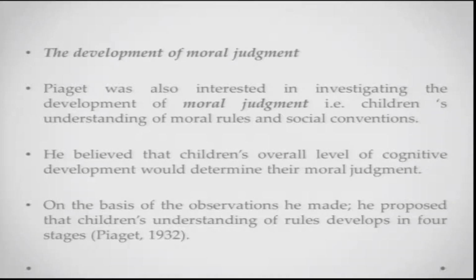So Piaget basically believed that the children's overall level of cognitive development will determine their moral judgment as well. It's a bit like saying that people in the formal operational stage have better moral understanding as compared to children who are in the concrete or pre-operational stages. Now, Piaget used to observe a lot of kids and spend a lot of time with them, observing their minute activities.